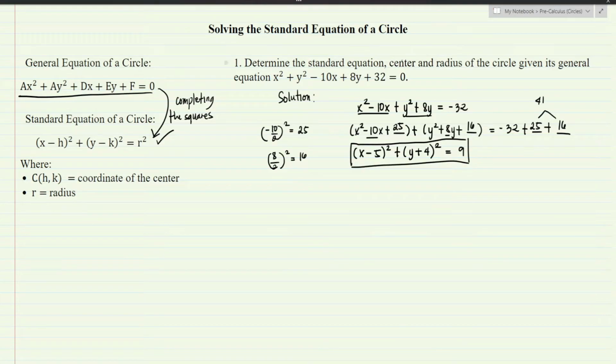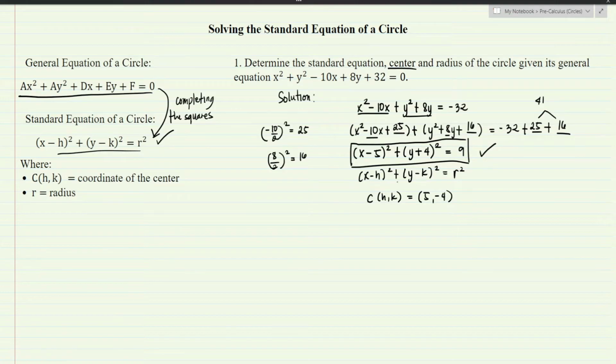Now for the coordinates of the center, we will just need to compare this standard equation we've solved with the standard equation of the circle. So by comparing, (x minus h) squared plus (y minus k) squared equals r squared. So we can say that the coordinate of the center (h, k) is equal to, for h, that would be positive 5 since they have the same sign, and for k, that would be negative 4 since they have opposite signs.